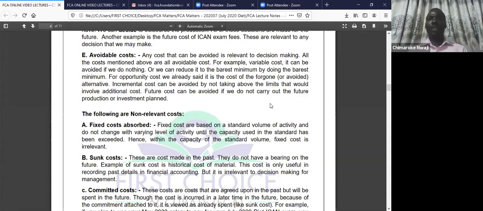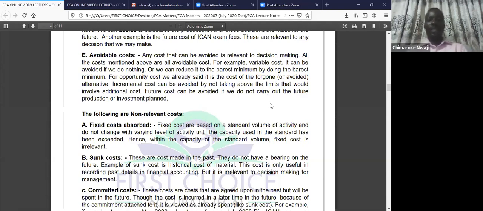You'll be asking yourself, this cost item that is given to me, is it presented in the future tense? Then it qualifies. Is it a variable cost? Then it qualifies. If I decide not to do it, is it possible? Then it's an avoidable cost. So all of these can be seen as relevant costs.